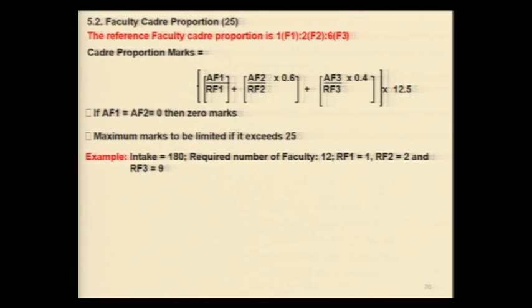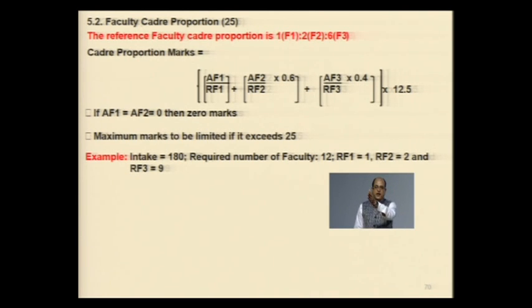The cadre ratio: AICTE prescribes a cadre ratio of 1 to 2 to 6, that is, 1 out of 9 should be professor, 2 out of 9 should be associate professor, and 6 out of 9 should be assistant professor. If somebody maintains this ratio, then that program will get full marks. So AF means the available number of professors, and RF indicates the required number of professors. In category 1, 100% weightage is given to professor.